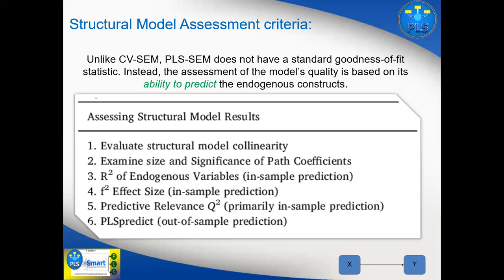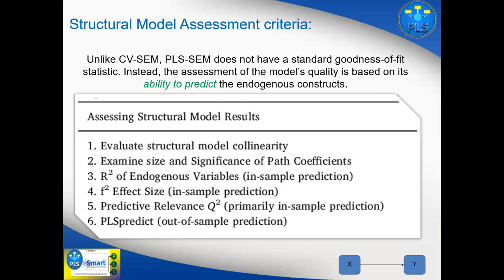What we talk about with R square of the endogenous variable, they call it in-sample prediction. What we mean by R square is the total contribution of all your IVs, or all your exogenous variables, to the endogenous variable.